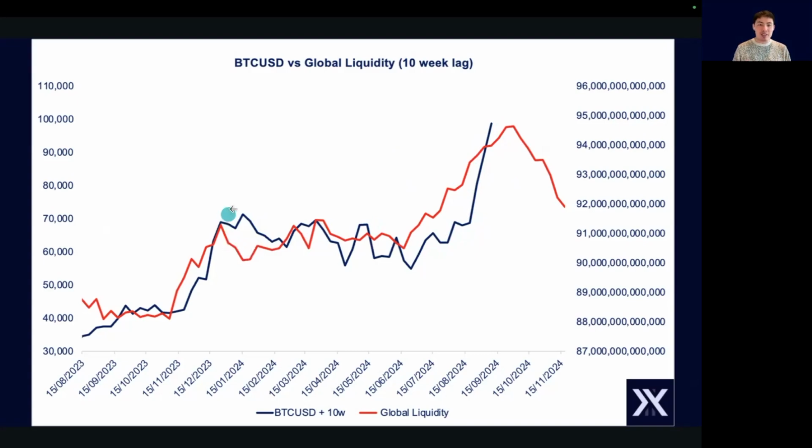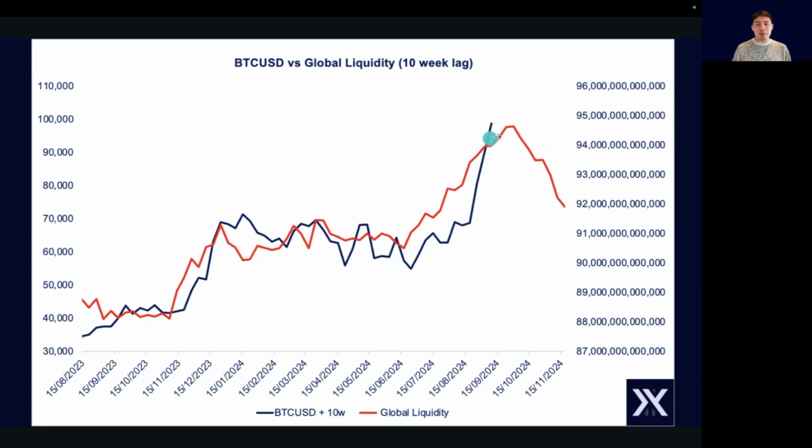And you can see that the Bitcoin and the global liquidity chart with the 10-week lag corresponds pretty well over here. So as liquidity rose, 10 weeks later, Bitcoin moved into the 70s, and that's when we had the wave 3 high. And then it consolidated for around six months, and then we had the breakout post-election into the all-time high.